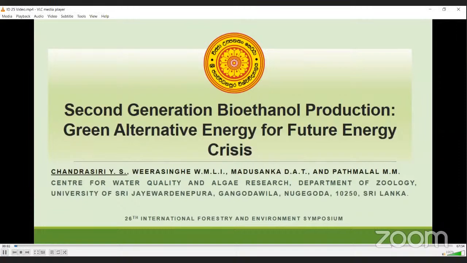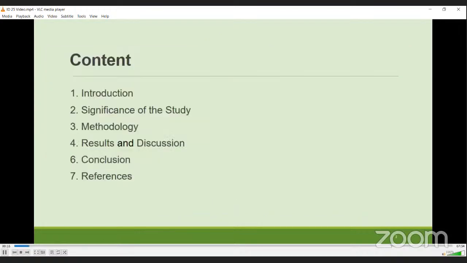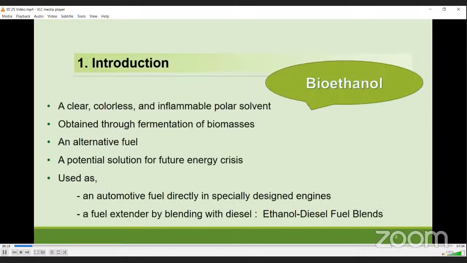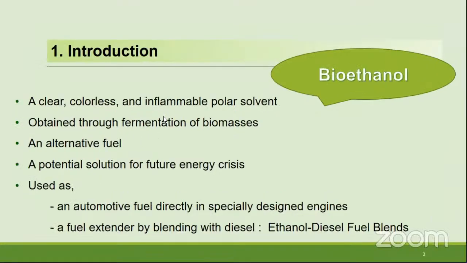Hello everyone, I am Yasindra Chandrasiri and I will present our findings on second generation bioethanol production, green alternative energy for future energy crisis. This is the outline of my presentation. First, I will give a brief introduction to the topic. Bioethanol is a clear, colorless and inflammable polar solvent obtained through fermentation of biomasses. It has become the most widely used alternative liquid fuel worldwide and is considered a potential solution for the future energy crisis because it can be used as an automotive fuel directly in specially designed engines or as a fuel extender by blending with diesel.